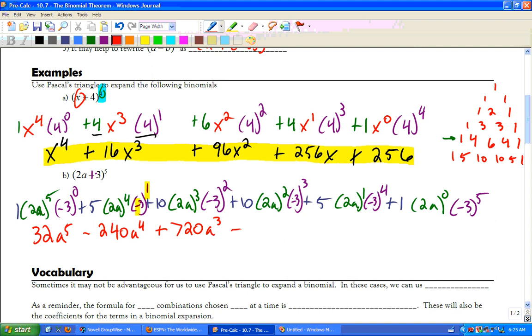Back to a minus now because it's a negative number to an odd power, which gives us negative 540a squared, plus, following the same process, 810a minus 243.